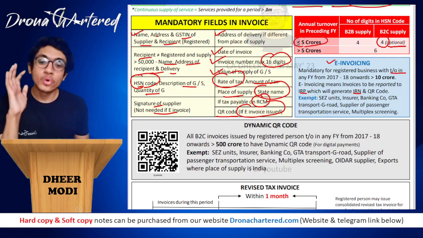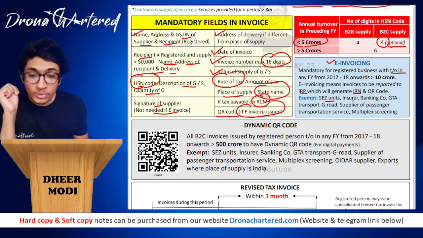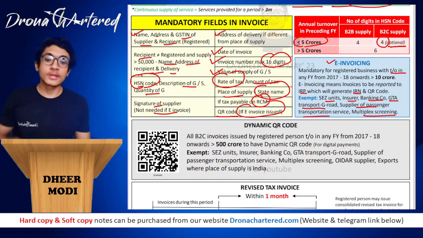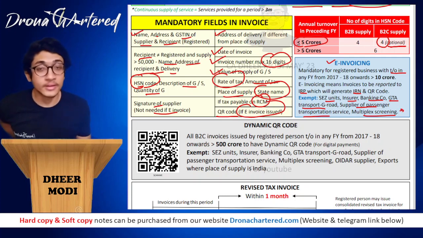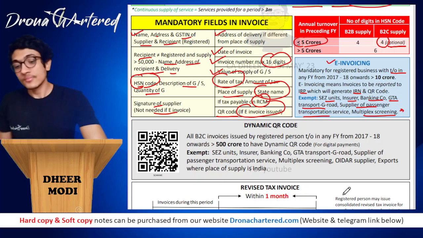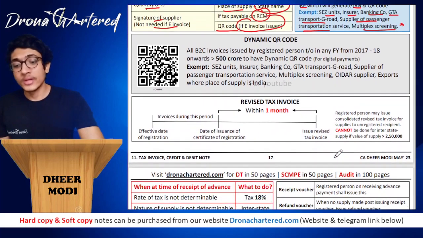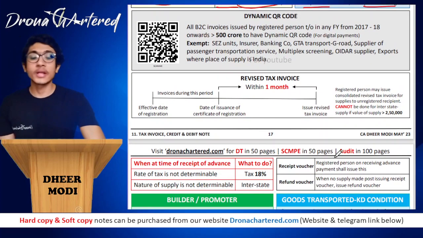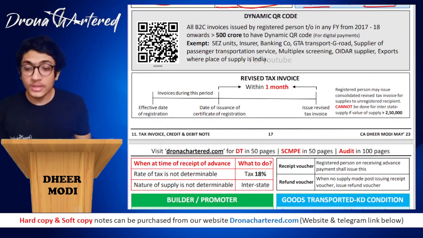Who are exempt, who do not have to follow this? SEZ units, insurer, banking company, your GTA, transport by road supplier, passenger transportation service, and your multiplex screening. For example, this is your IMAX, etc. They do not have to do any e-invoicing. Okay. Now, next part is with regards to dynamic QR code. What is your dynamic QR code? Dynamic QR code is for all B2C invoices issued by a registered person.